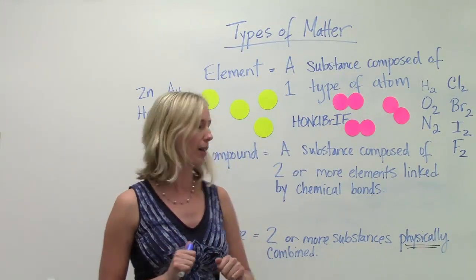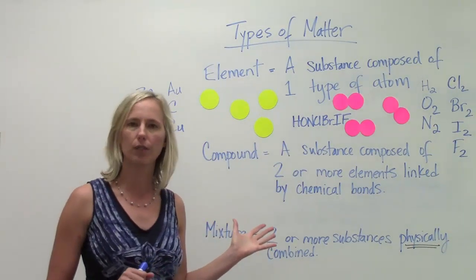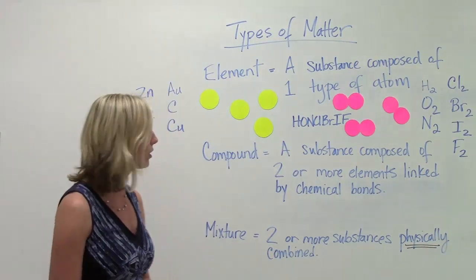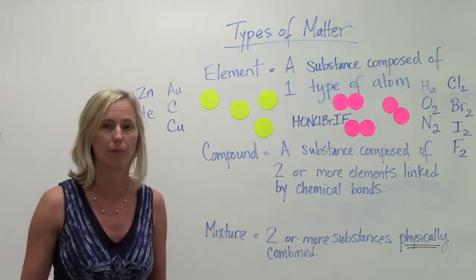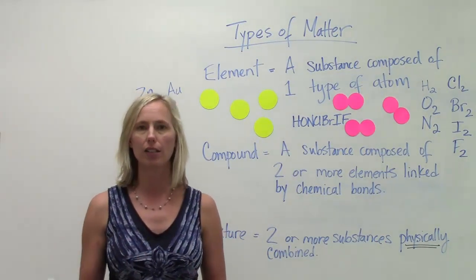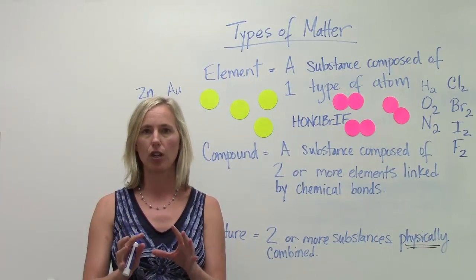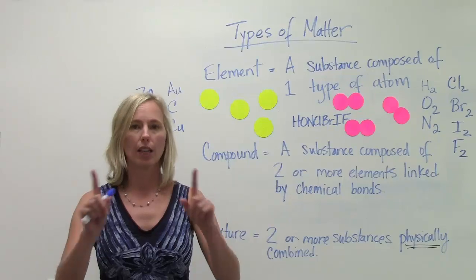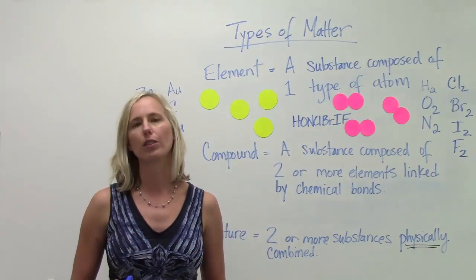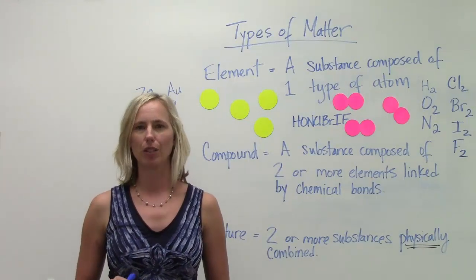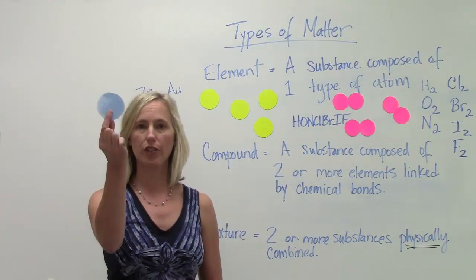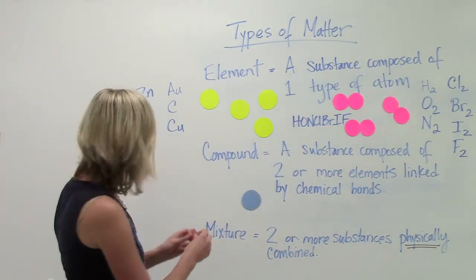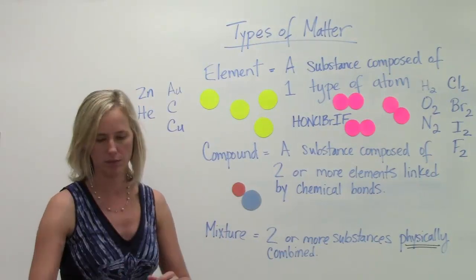Let's go on to another type of matter, a compound. And how is it different from what we've already learned about with an element? A compound is defined as a substance composed of 2 or more elements linked by chemical bonds. So there's the key to this definition. You've got to have at least 2 different elements that are linked together. So how would we represent that with our little colored atoms on the board? Well, we could take a blue atom, and perhaps we might link it to a red atom.